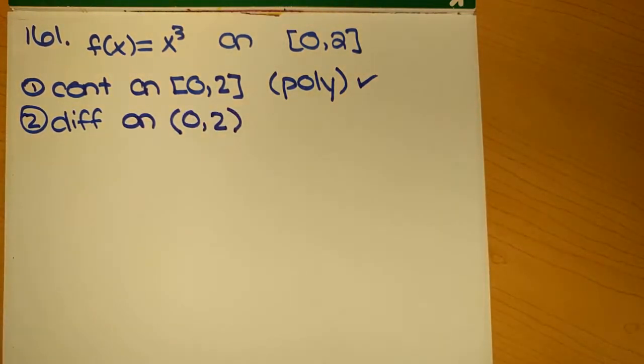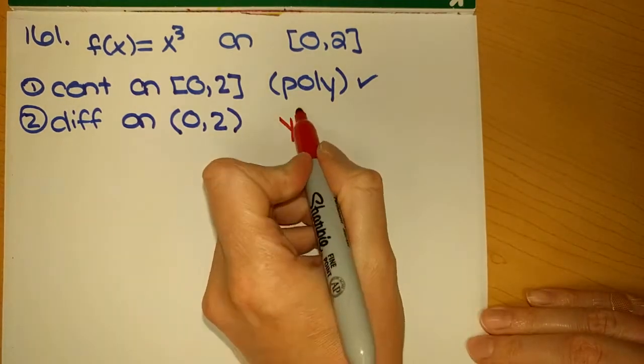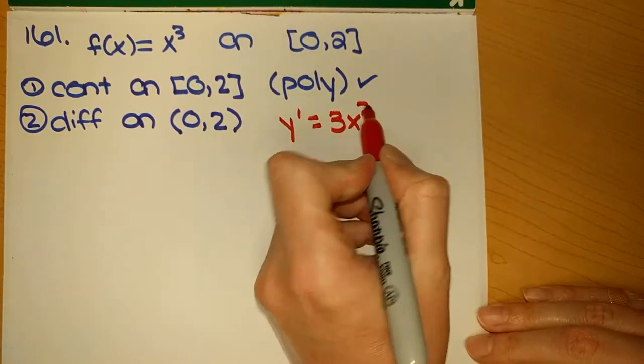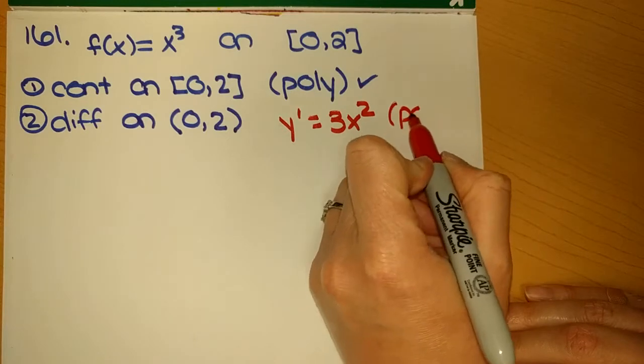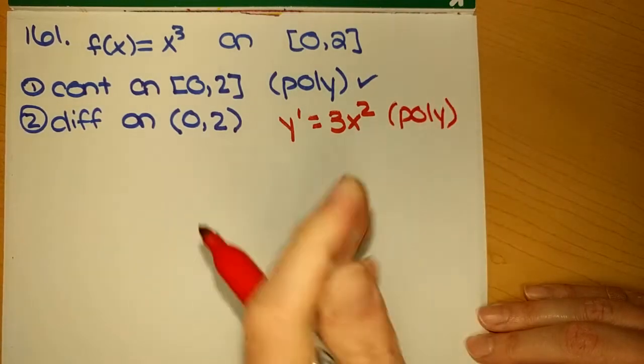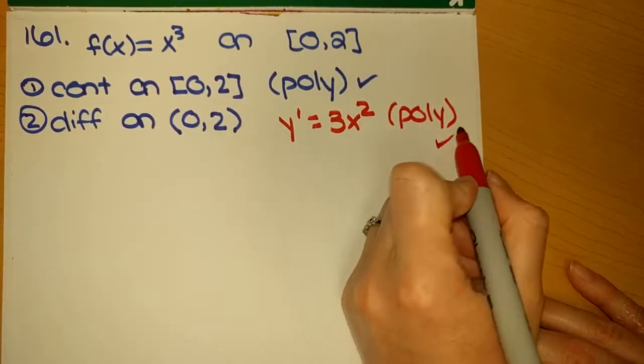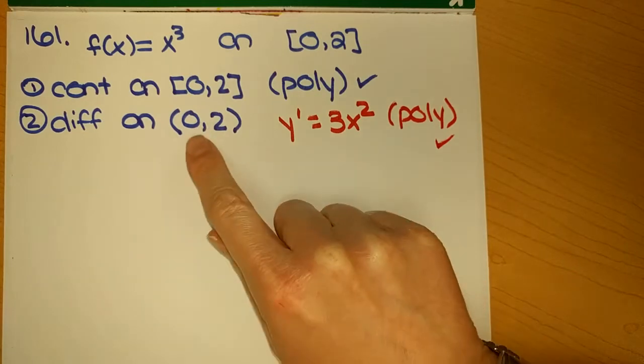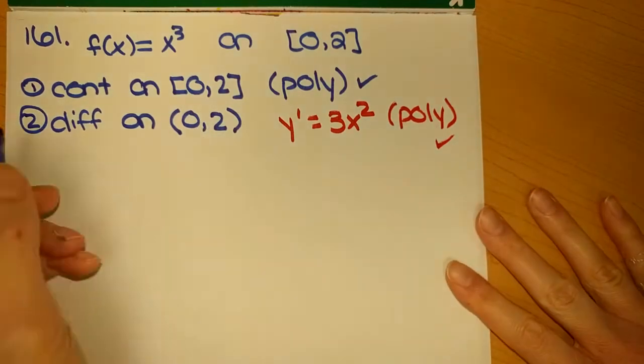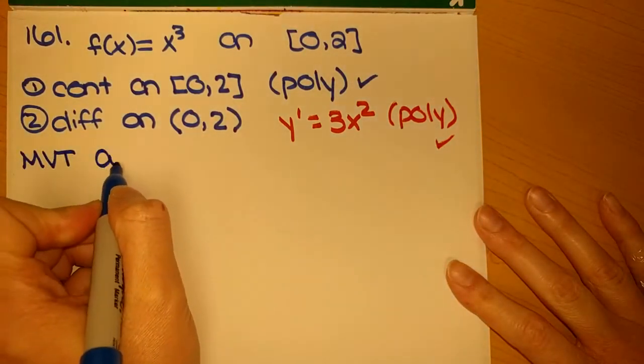Now, I always use this as an opportunity to take the derivative. In this case, I get 3x squared for the derivative, and that is just another polynomial. So that will be defined for all real numbers, and so it will be differentiable on that open interval. So the mean value theorem applies.